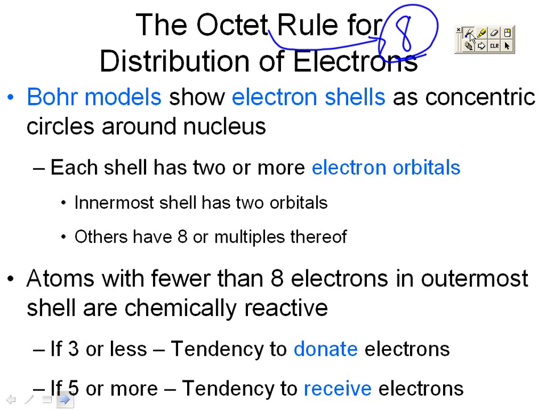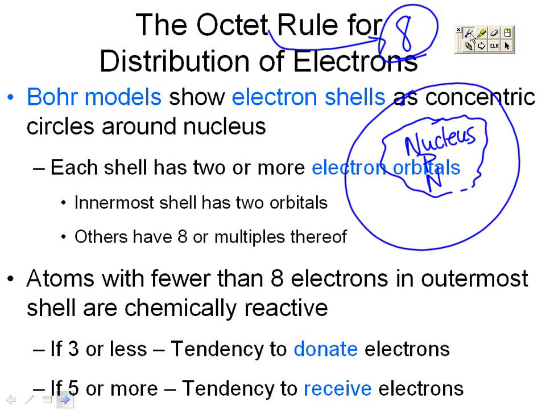Here are the basic rules. We have a nucleus, and inside of our nucleus we have protons and we have neutrons. So we'll say this is our nucleus. Orbiting around the nucleus in nice round circles, we should find our electrons. We refer to each of these as an electron shell.